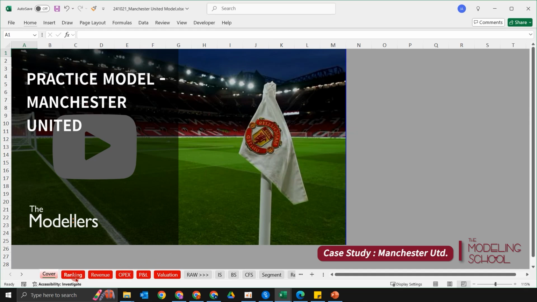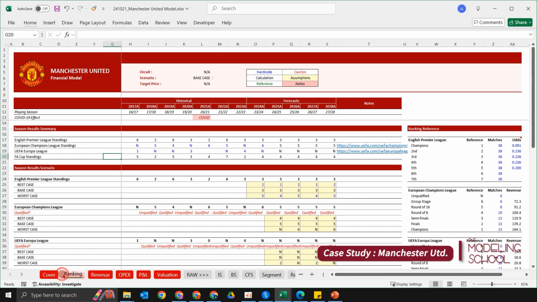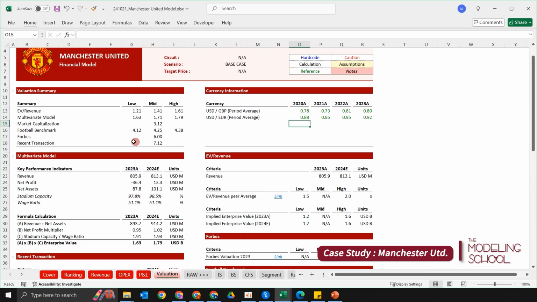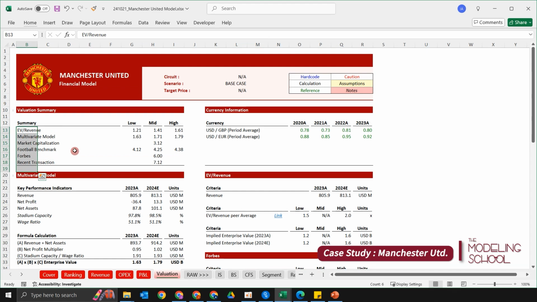And starting about our financial model, we're going to start from the valuations. So as you can see, we have applied 6 valuation techniques for valuation of this company. We have an EV to revenue multiple. We've used transaction comps. We have a model specific for football clubs called the multivariate model, and we also have recent transaction comps models.